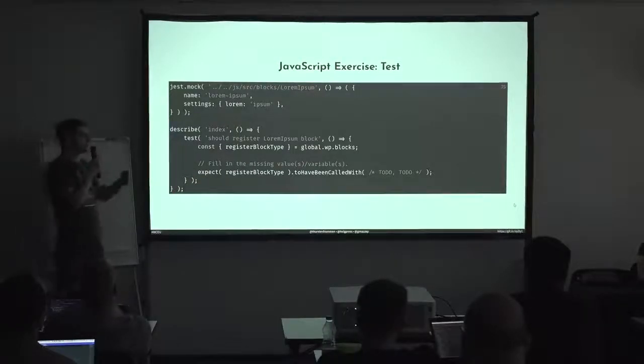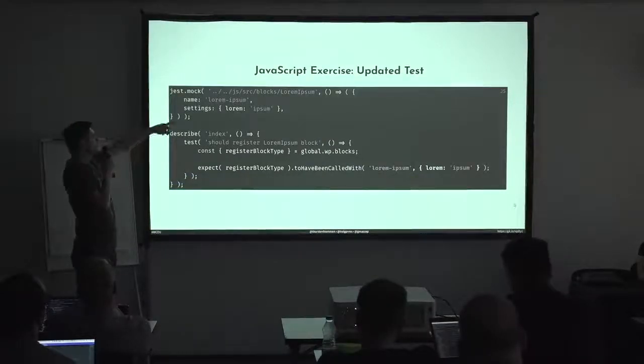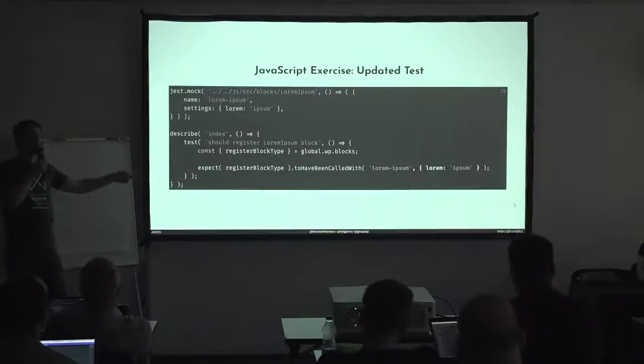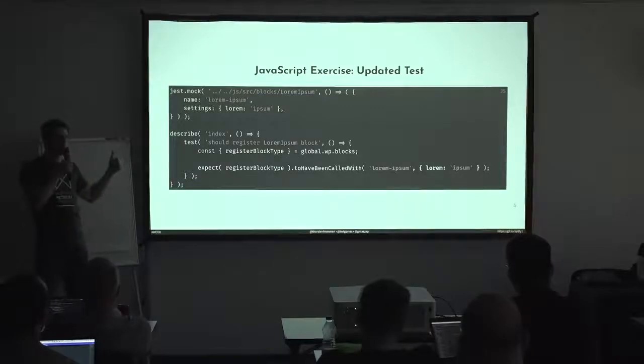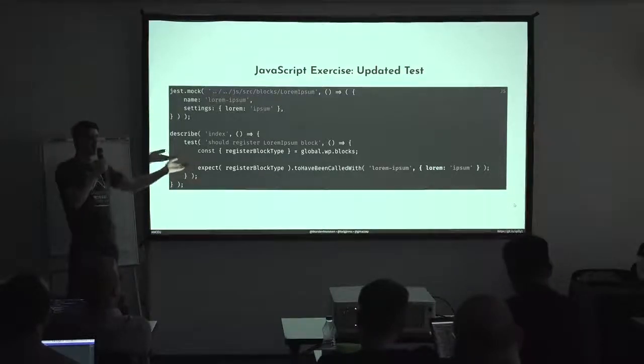If you now go to the complete example, I see that the name of the lorem ipsum block is lorem-ipsum, and that the settings is an object with the lorem key and ipsum value. This is exactly what I expect register block type to be called with. This does not mean that it's only being called one time with this set of data, and it is also not ensuring that this is the first time it's being called. It just ensures this function has been called at least once with this set of arguments.